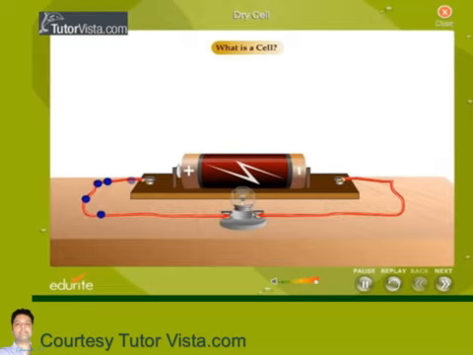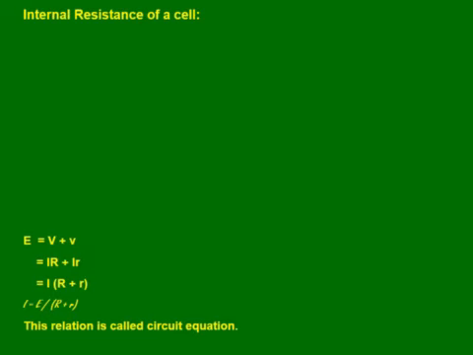Well, this is a small video clip I have taken from tutorvista.com. So children, as you understood, there are 2 kinds of cells. One is the primary cell, which is not chargeable, and another is the secondary cell, which is chargeable. That means it can be recharged.